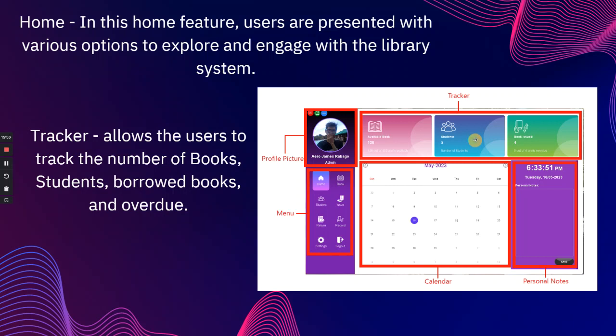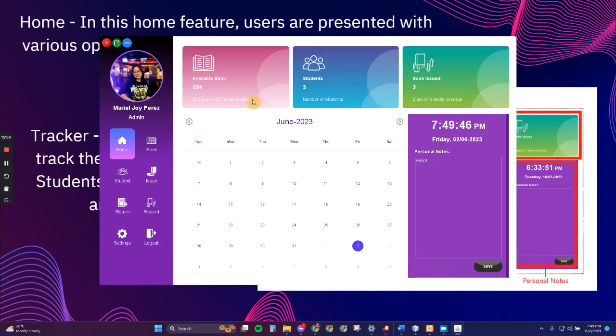We also have the tracker above. The pink one shows the available books. It shows you the number of available books in the library. The blue one shows the total number of students, and the green one shows the total number of books issued.